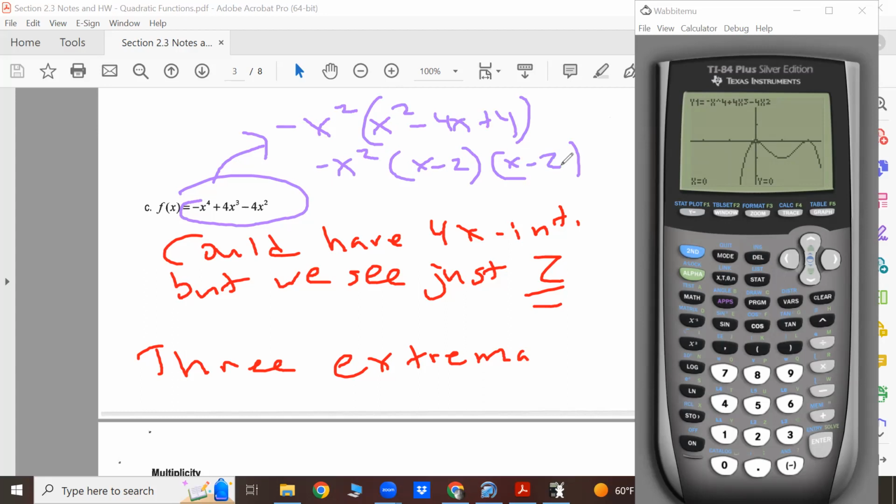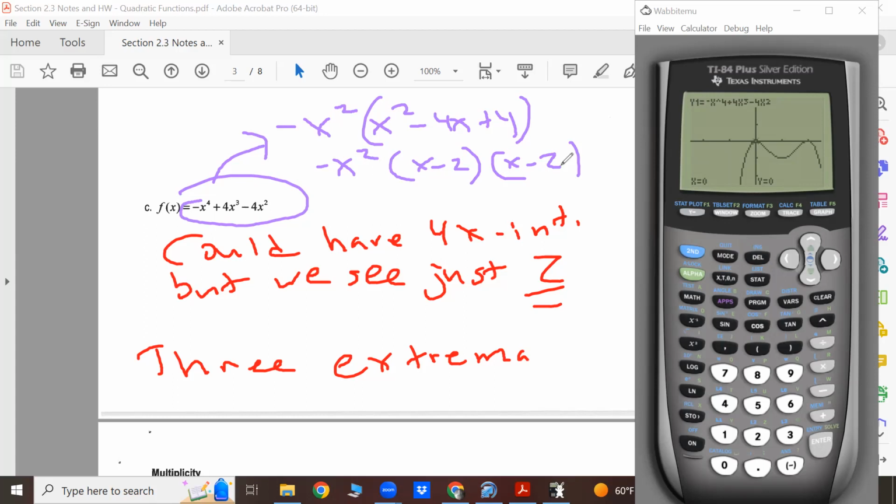So you can see that there are only 2 x-intercepts, 2 and 0, because these are repeated, right? And so that's why we're seeing the graph bounce off the x-axis. Even though the degree is 4, we don't have 4 x-intercepts. And then negative x squared, that's just 0.